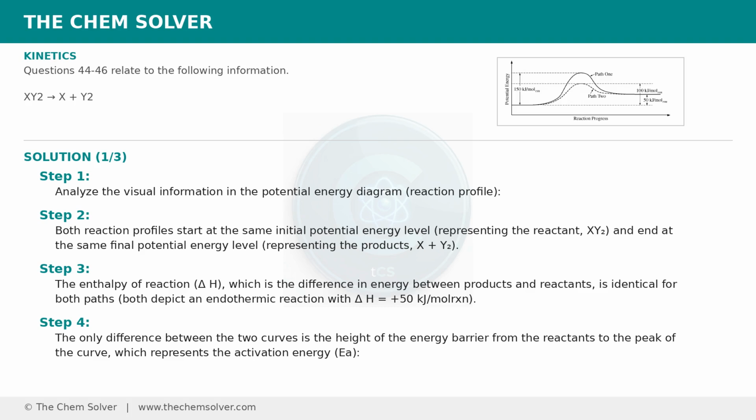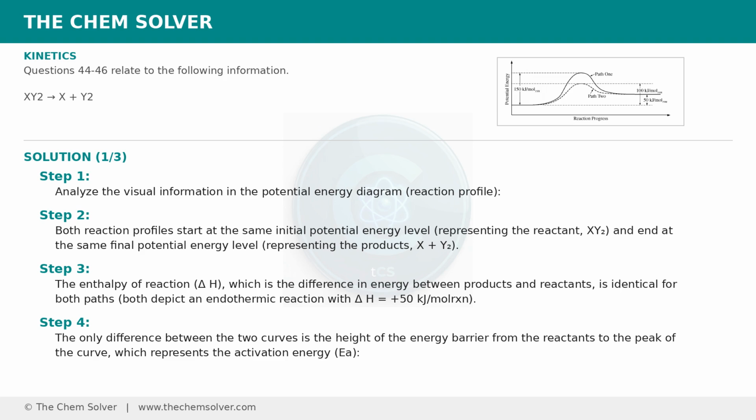Analyze the visual information in the potential energy diagram. Reaction profile. Both reaction profiles start at the same initial potential energy level, representing the reactant, XY2, and end at the same final potential energy level, representing the products, X plus Y2. The enthalpy of reaction, delta H, which is the difference in energy between products and reactants, is identical for both paths. Both depict an endothermic reaction with delta H equals plus 50 kilojoules per mole of reaction.